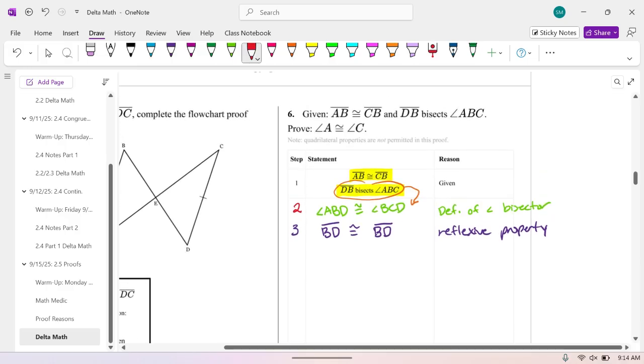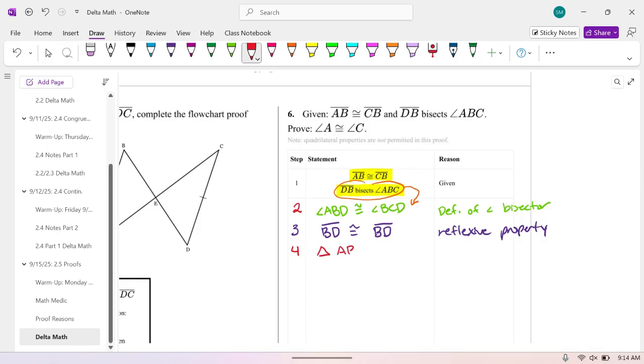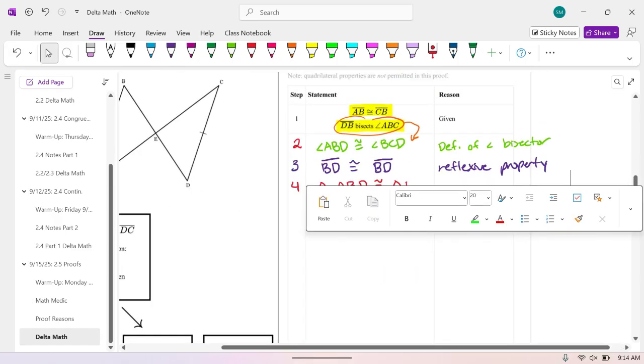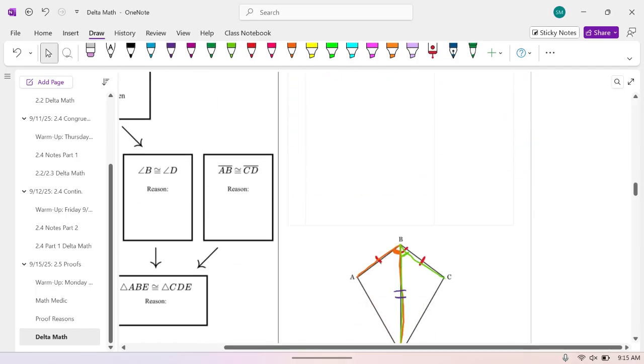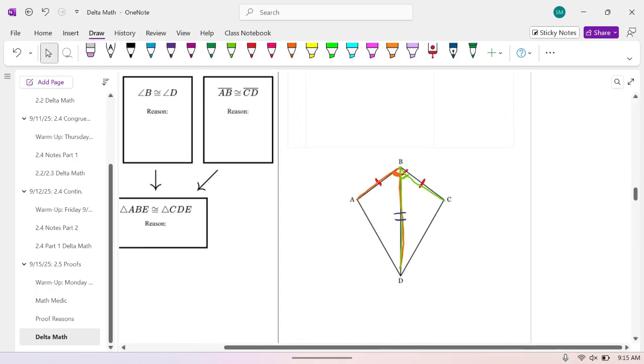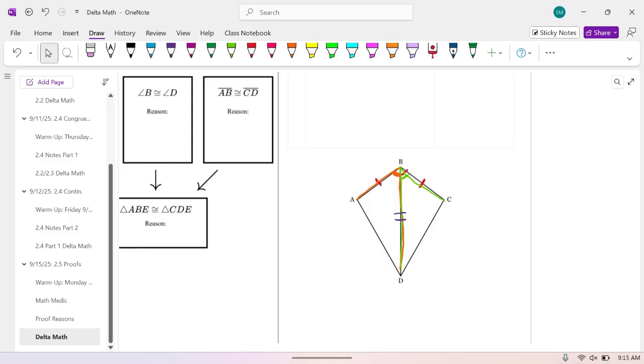Now, we have enough information to say that these two triangles are congruent. So triangle ABD is congruent to triangle CBD. All right. What postulate tells us that? So based off of what we marked, what postulate tells us those two triangles are congruent? Side, angle, side. You've got two sides that are congruent with an angle in between them.